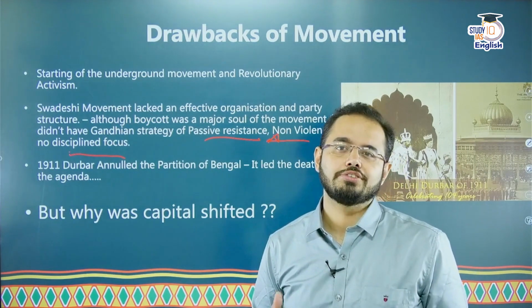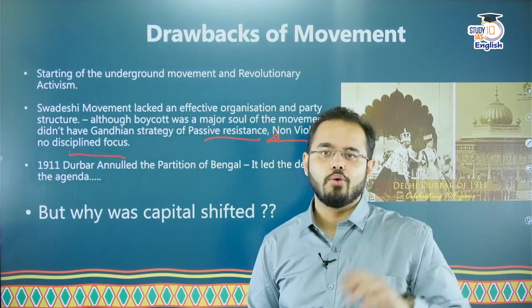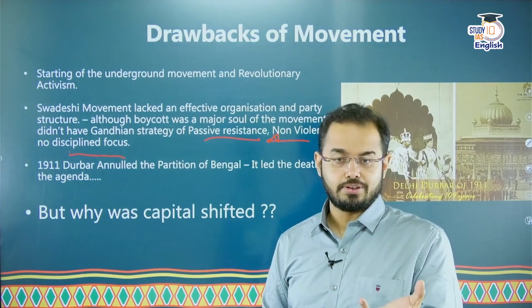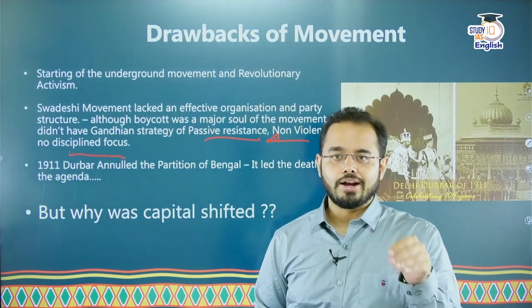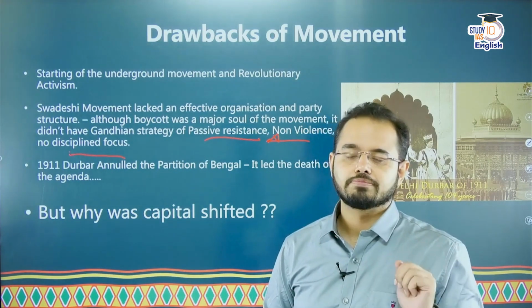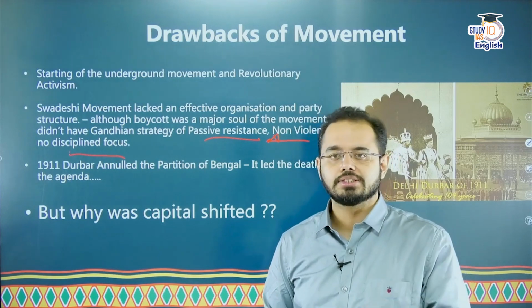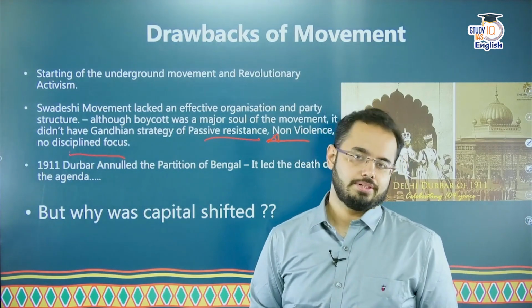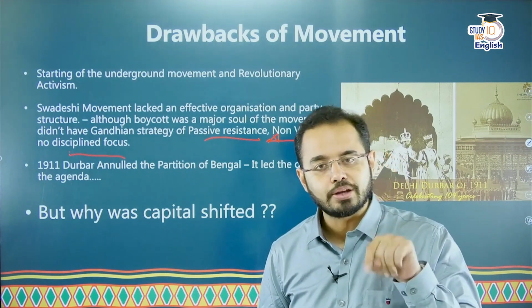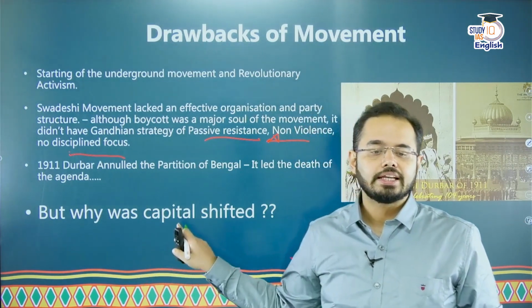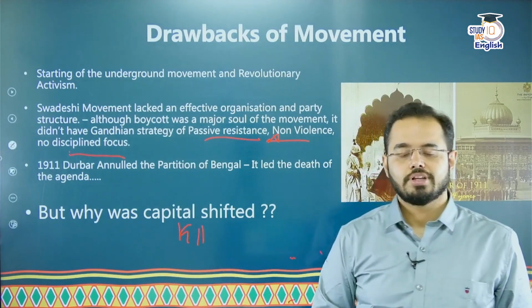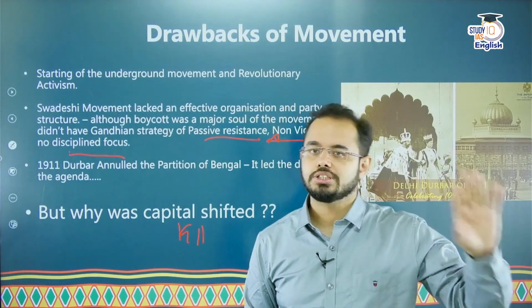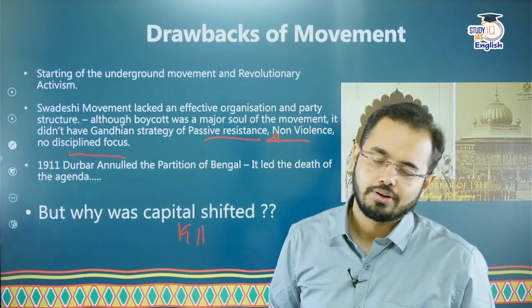If you can't achieve objectives, let's shift the goal. This is what happened. See, Bengal was a hotbed. Bengal was the capital of India. And if you cannot partition the capital of India, and if you cannot weaken nationalism, let's shift the capital. So he shifted the capital from Bengal to Delhi in 1911. The moment capital was shifted, the entire reason for Swadeshi only dissolved away.